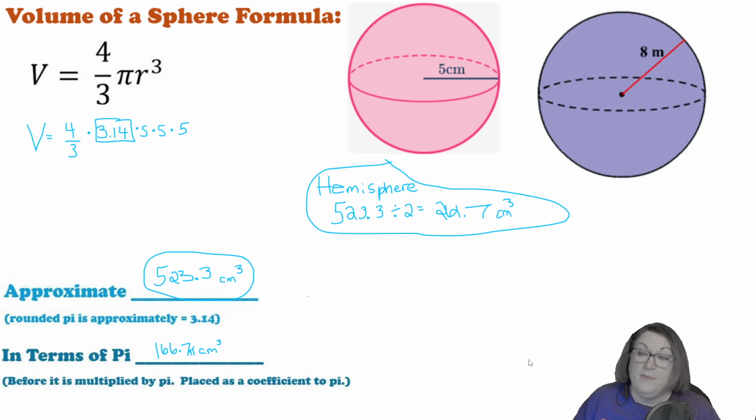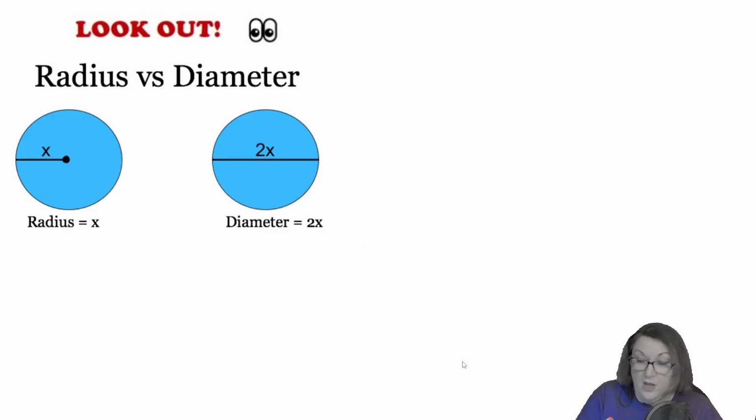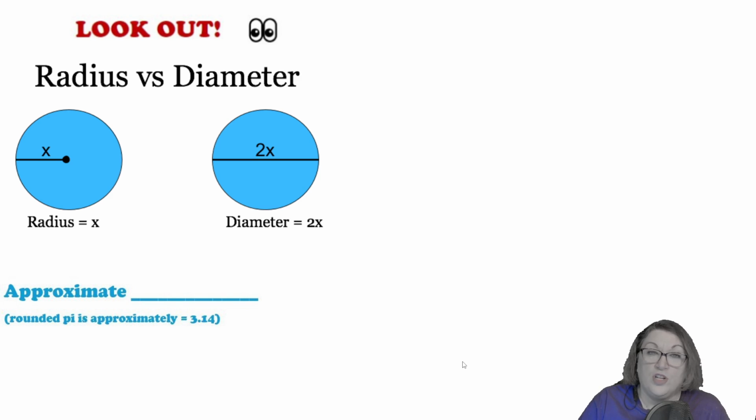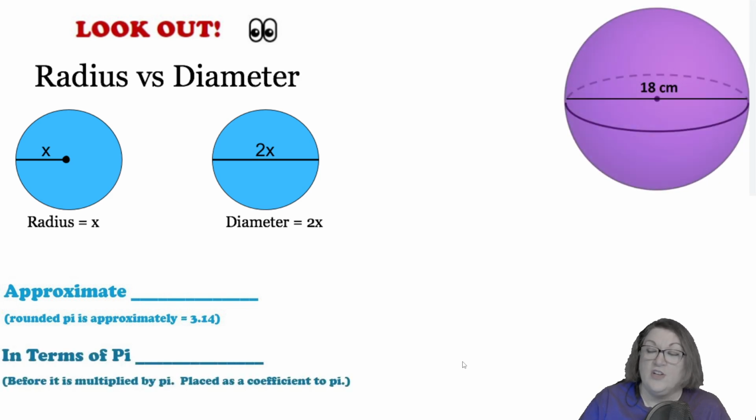If they ask you for a hemisphere, just remember to divide by 2. Okay, so radius versus diameter, things to look out for. Sometimes they give you a sphere with a diameter instead of a radius labeled, and you will need to cut that diameter in half by dividing by 2 in order to find the volume. So here's an example of that.